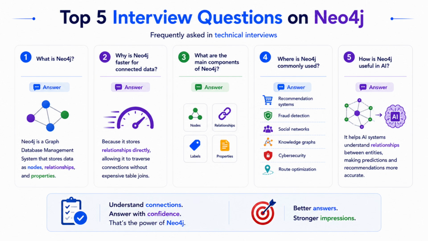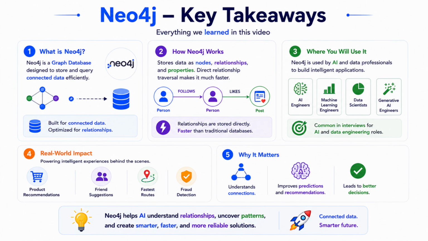Before we finish this video, let us quickly go over everything we learned today. We learned that Neo4j is a graph database designed to store and query connected data efficiently. We also saw how it stores nodes, relationships, and properties, and why following relationships directly makes it much faster than traditional databases for graph-based queries.